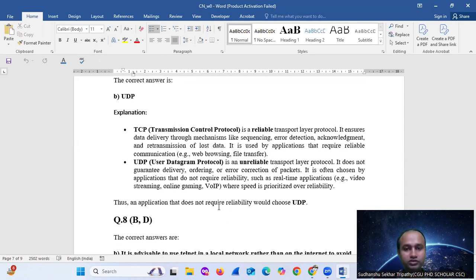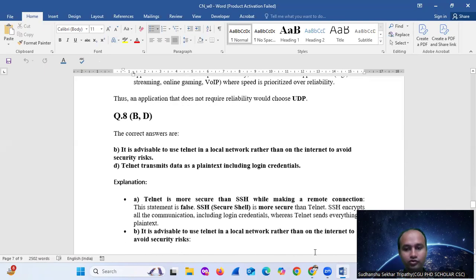Ordering or error correction of packets. It is often chosen by applications that do not require reliability, such as real-time applications, for example video streaming, online games, voice over internet protocol, where speed is prioritized over reliability. Okay, so does not require reliability, we choose UDP. Okay, user datagram protocol. And question number 8.